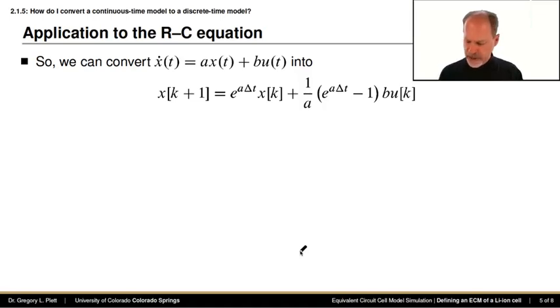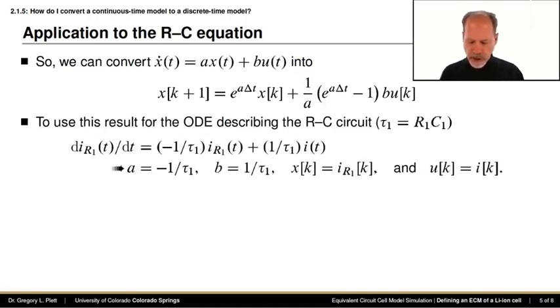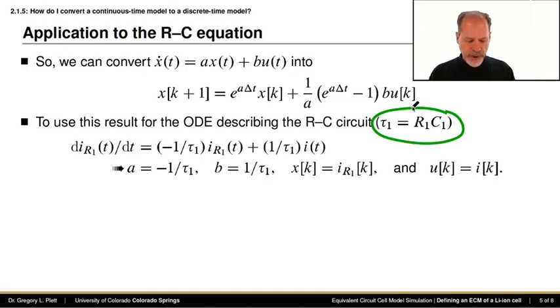So here's summarizing that. This is just what we saw in the previous slide. And for example, we can use this to convert the ordinary differential equation describing the resistor-capacitor circuit into one that is an ordinary difference equation, or a discrete time version. And to slightly simplify the notation, I've said that tau is equal to R times C, where tau is a time constant of the circuit. So the equation that we had before, we said that the time derivative of the resistor current was equal to minus 1 over tau times the resistor current plus 1 over tau times the input.